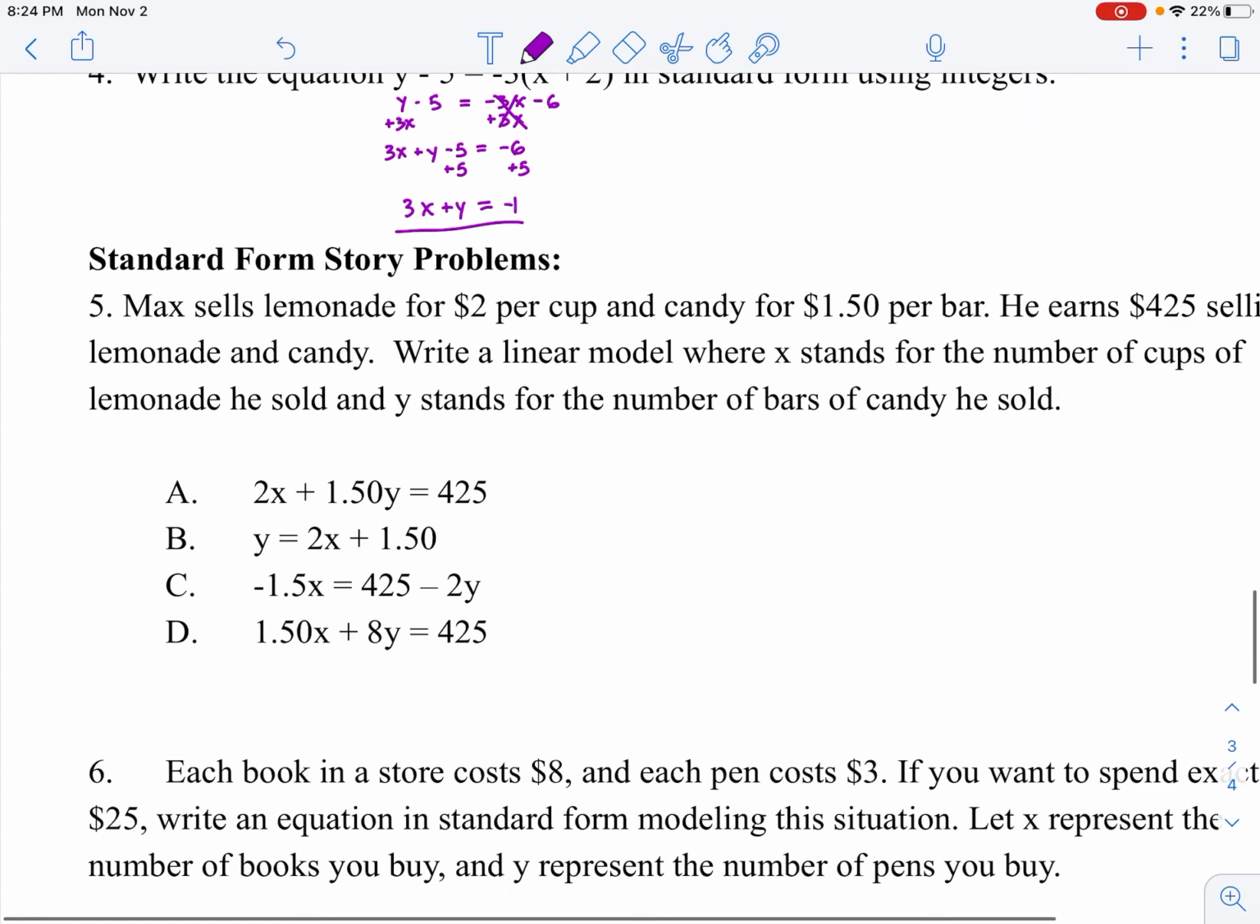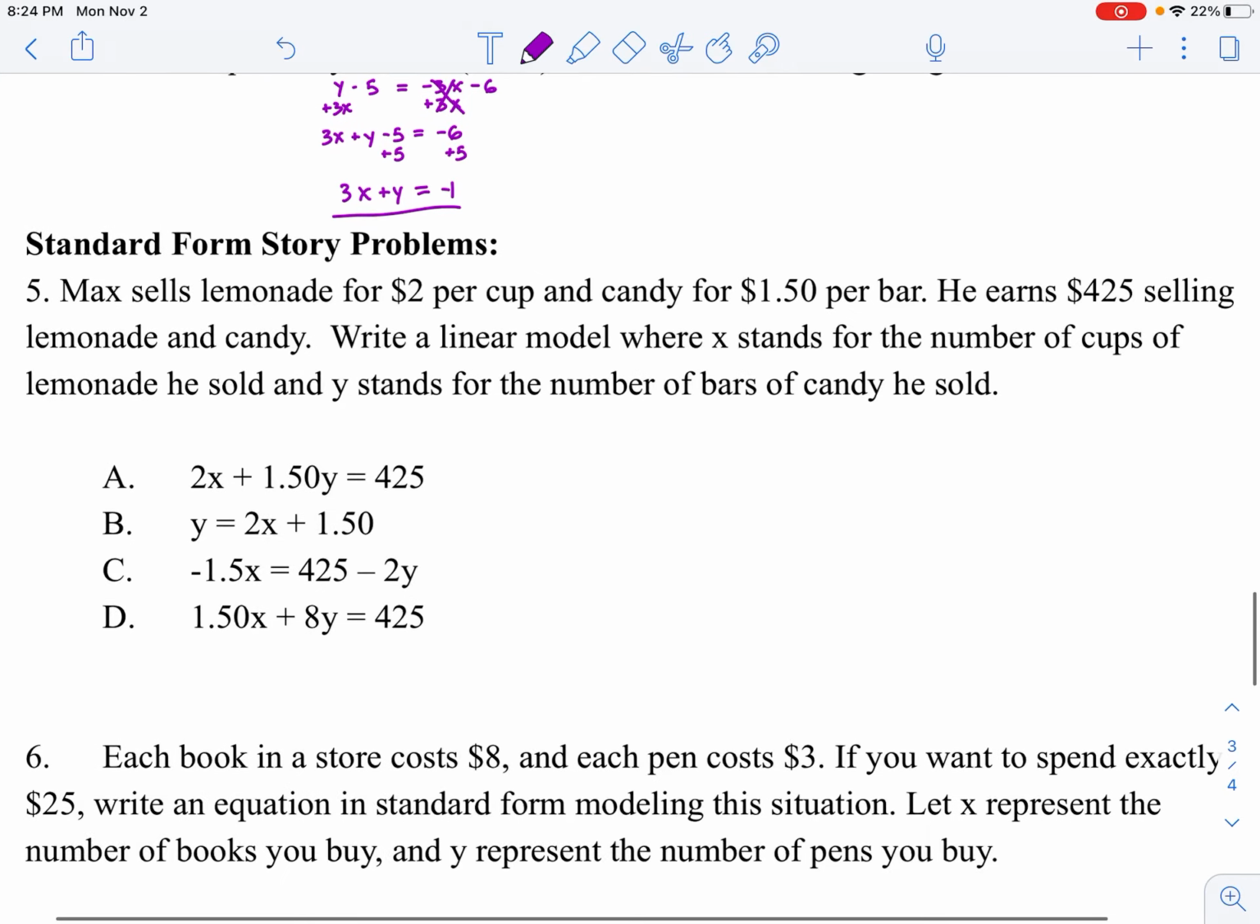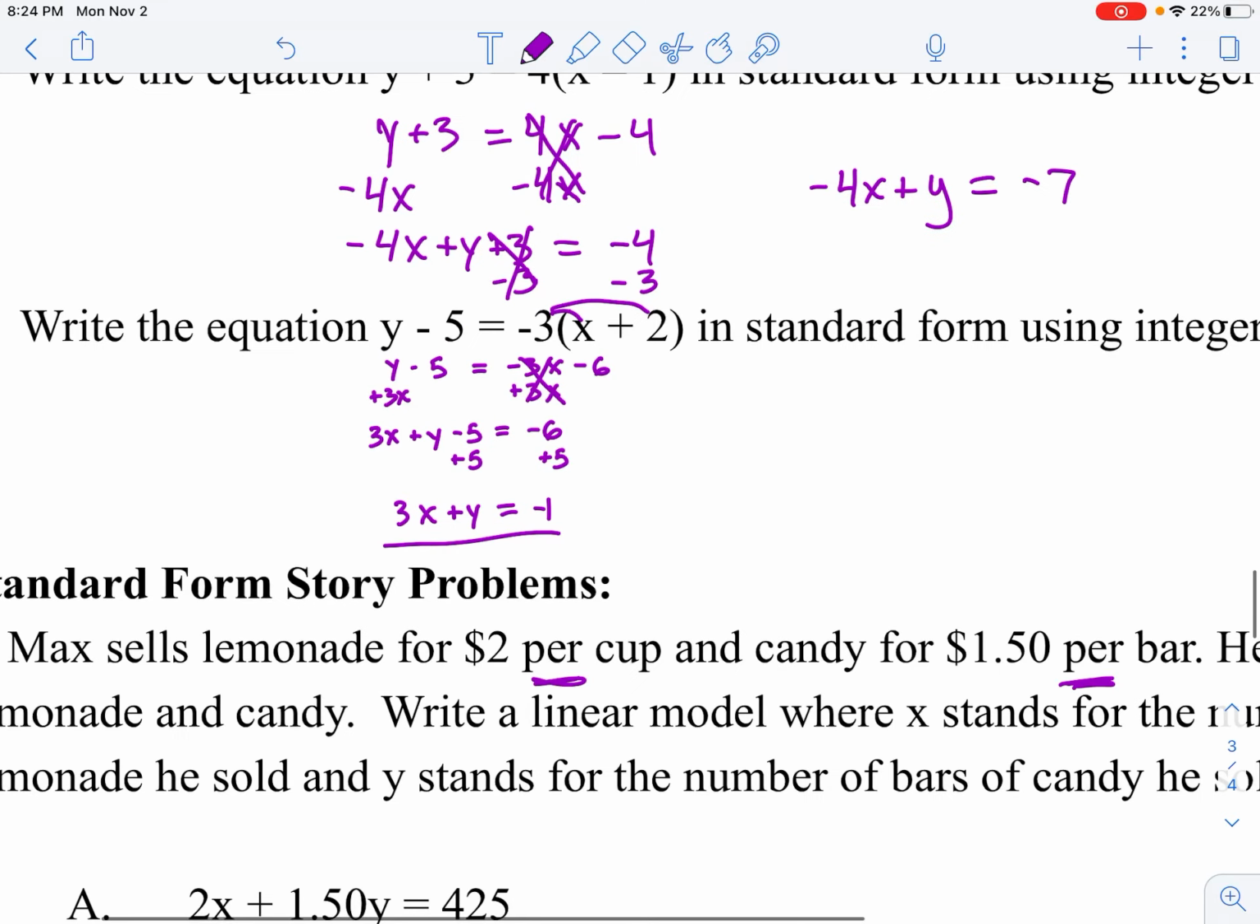Okay. Now we're on to some story problems. It says Max sells lemonade for $2 per cup and candy for $1.50 per bar. So 2 keywords here. We have per twice, which means we're going to have something being multiplied by C, or for cups, and then we're going to have something multiplied by bars. This is a total, and that usually goes by itself. That's like the number in these standard form equations that are by themselves.